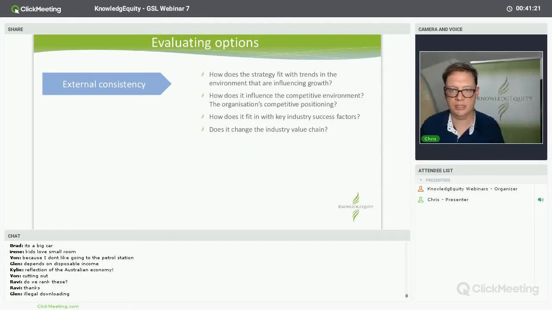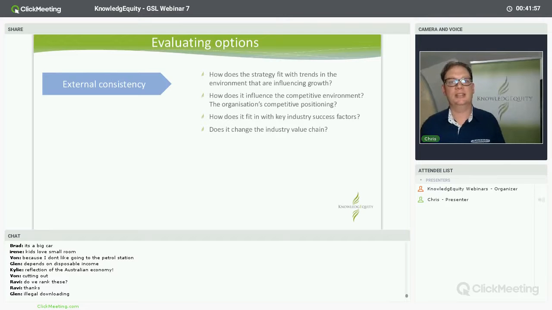So, evaluating options, external consistency should be pretty clear, but some pointers here. How does it fit with trends in the environment that are influencing growth, the PESTLE trends, right? What about the organization's competitive positioning, more of the 5 Forces trends, the competitive environment? Is it consistent to do this? Because you've got to defend against new entrants coming into the market with different types of tech, and substitutes that are starting to come in, and if you don't do something, your customers could switch and go, I'm fine with the substitute product.